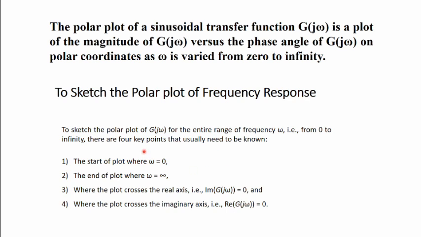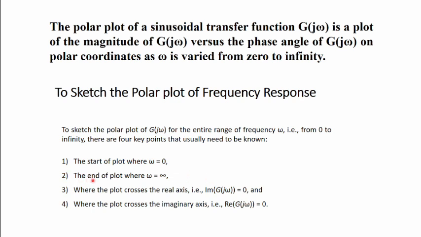To sketch the polar plot of G(jω), the entire range of frequency ω, that is 0 to infinity, is to be varied, and we need not find each point of this varying frequency, but we need to understand 4 key points that usually need to be known. What are the 4 key points? Point number 1, the start of the plot where ω is equal to 0. So we need to find what is the magnitude of G(jω) and what is the angle contributed by G(jω) at ω equal to 0.